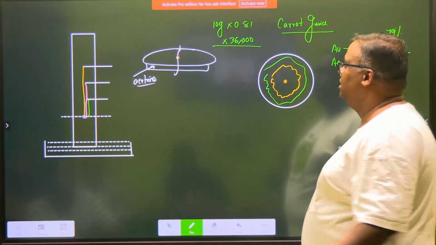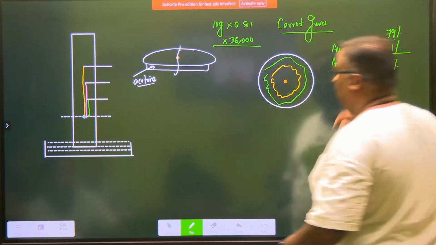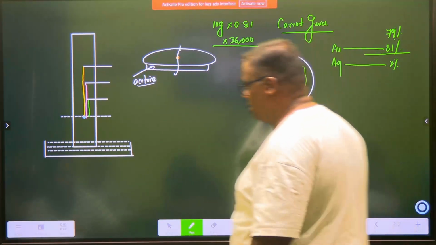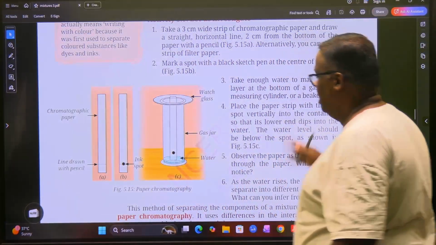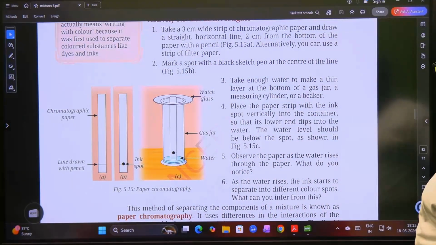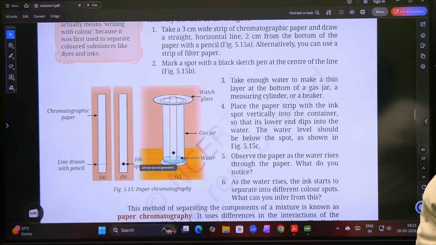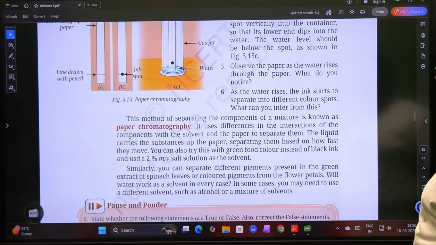Understood? Okay. So let's go back, and when we get into discussions, it just goes on. Okay, so this is all about chromatography, and the chromatography that you do is paper chromatography. I have said much more than what is written out here.